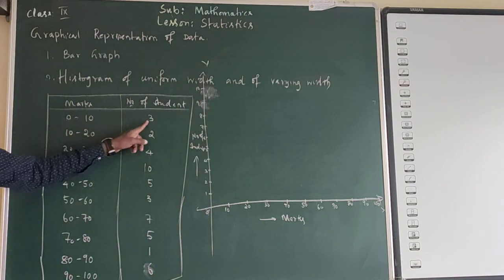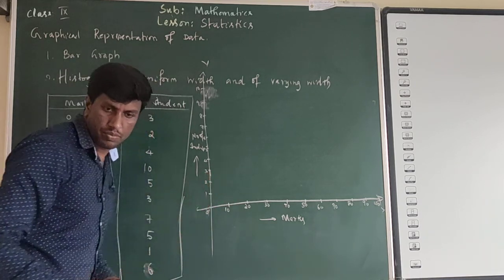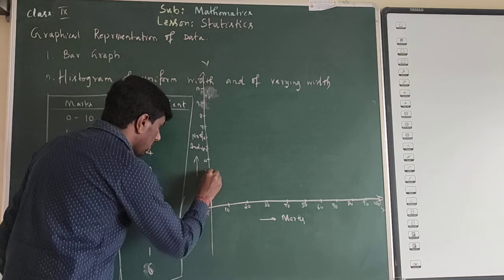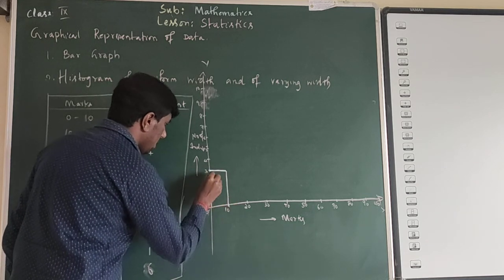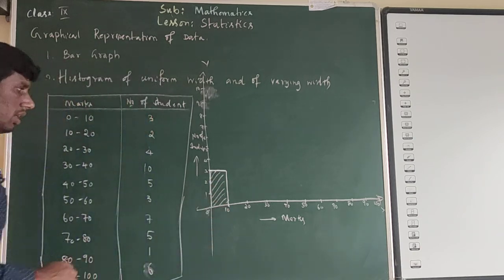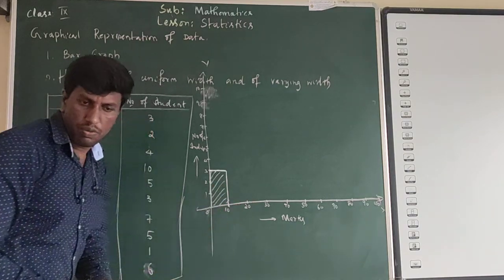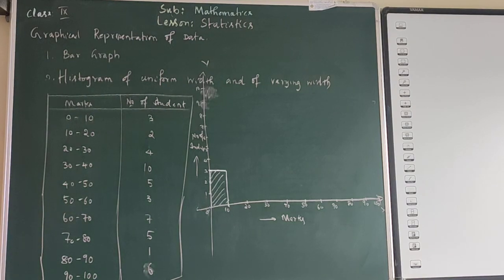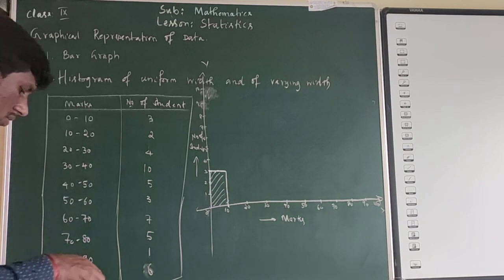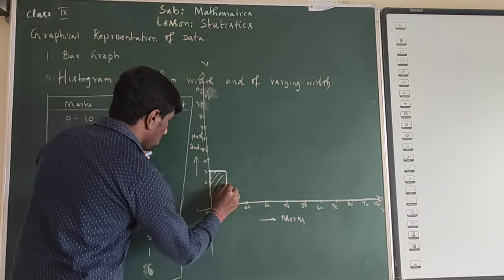Now 0 to 10, how many? 3. So you need to draw the bar from 0 to 10, like this. Next, 10 to 20, how many? 2. We represent 10 to 20 in a different color of chalk so that you can understand it. This is 10 to 20, and it is 2.